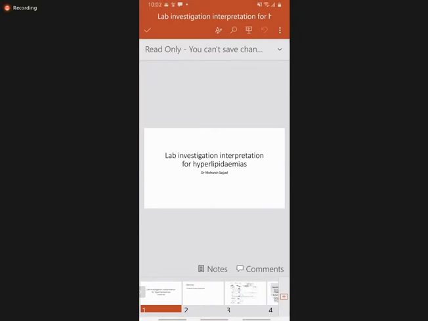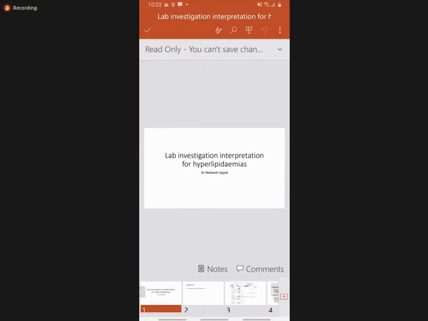This is a very important topic that is closely related to clinical practice, as we all, due to our dietary habits, are very prone to hyperlipidemias, and this is one of the most important screening tests which physicians suggest. Now, hyperlipidemia is an elevated concentration of lipids in the blood.